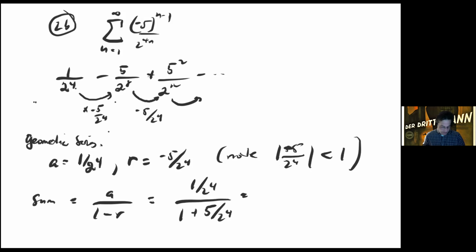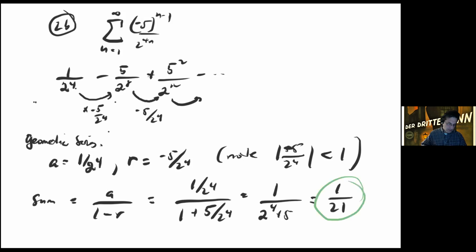And now we can multiply both top and bottom by 2 to the 4th. On the top, you'll get a 1. And on the bottom, you'll get 2 to the 4th plus 5. And that's 16 and 5 is 21. So you're going to get 1 over 21. That's kind of cool. You get 1 over 21 is the answer to 2b.